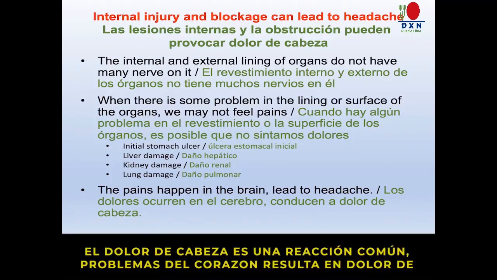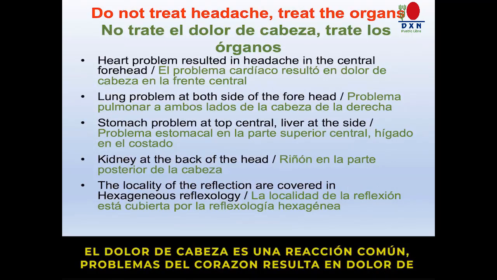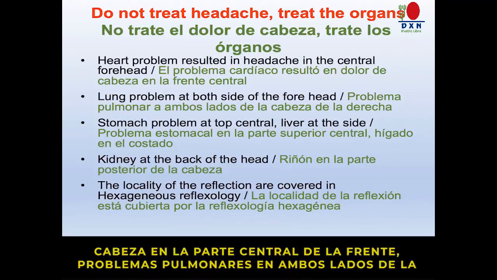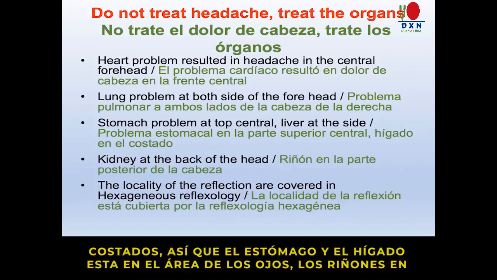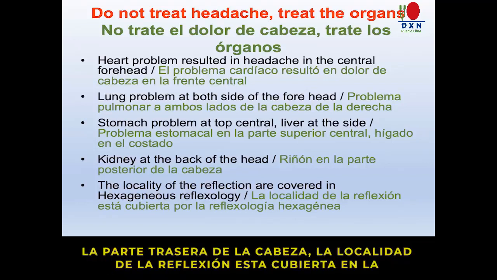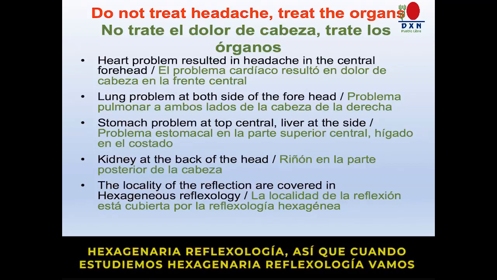Headache is a common reaction. A heart problem will result in a headache in the central forehead. A lung problem is on both sides of the forehead. A stomach problem will be on the top central. And the liver at the side. That means the stomach and liver are at the eye area, near the eye. The kidney is then at the back of the head. The locality of the reflections is covered in hexogenous reflexology.